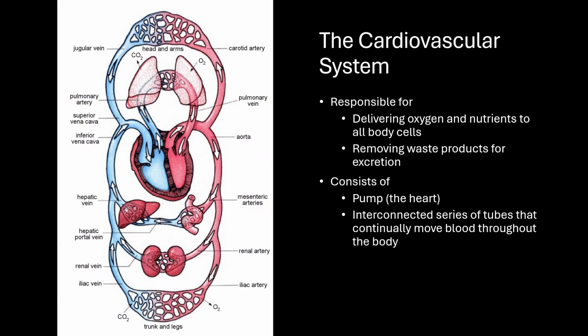This chapter introduces the cardiovascular system, which is the body's transport network. Its primary job is to deliver oxygen and nutrients to cells while removing waste for excretion. The system is made up of two main parts: the pump, which is the heart, and the network of tubes or blood vessels that move blood continuously throughout the body. Without this constant circulation, tissues cannot survive, which is why the cardiovascular system is often described as the lifeline of the body.